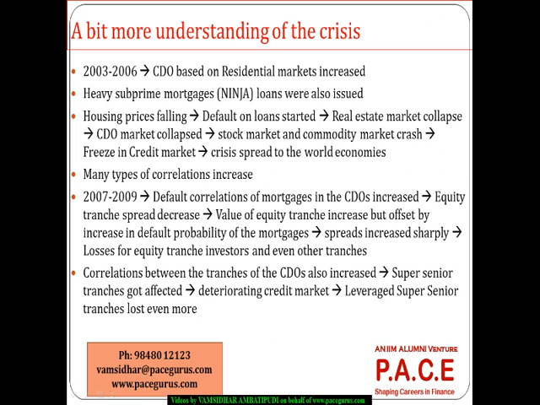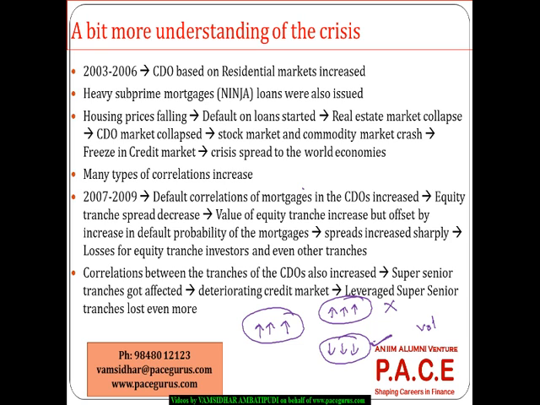Look at this. When the correlations of the mortgages in the CDOs have increased, there is a chance that either all of them will default or none of them will default. If all of them are defaulting, the equity tranche is losing drastically. If none of them are defaulting, the equity tranche is gaining drastically. Put together, the volatility of the equity tranche is increasing.